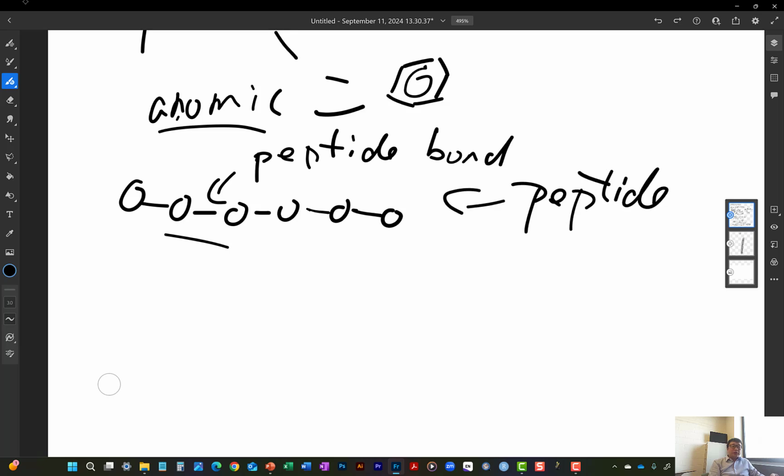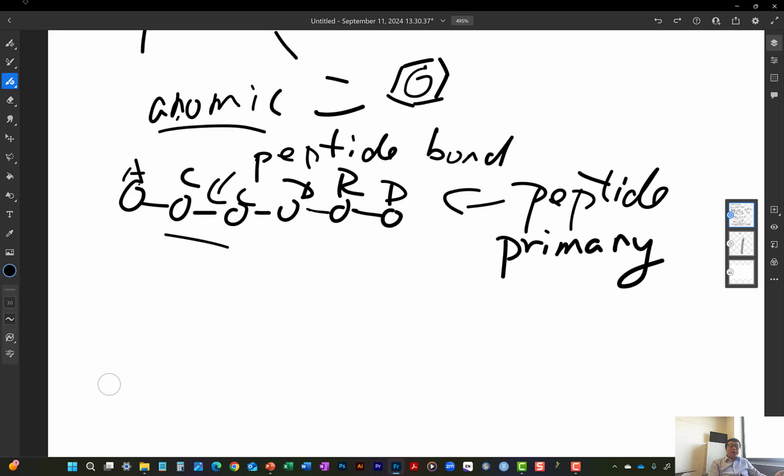A peptide may contain different amino acids like A, C, L, D. By the way, we have 20 standard amino acids, and each one has a one-letter symbol as an abbreviation, like R, D, and so on. The amino acids join one by one, and we call this the amino acid sequence, or the primary sequence of amino acids.